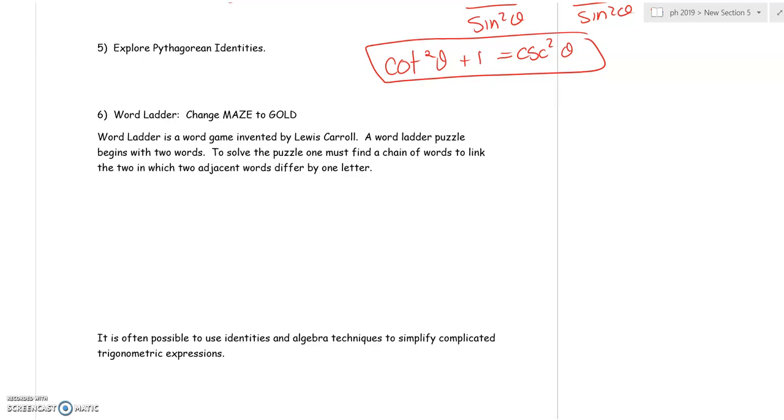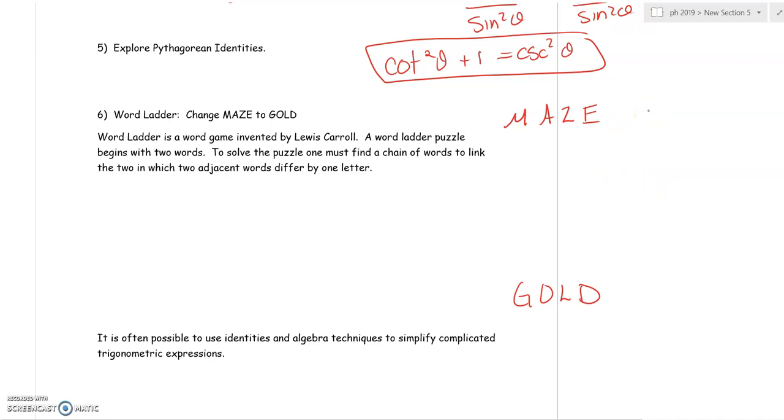A word ladder puzzle begins with 2 words, and to solve the puzzle, you must find a chain of words to link the two in which 2 adjacent words differ by 1 letter. So we are going to change maize to gold, and the whole idea is to do this in as few steps as possible. And again, with each subsequent step, you can only change 1 letter. So go ahead and pause the video and give it a try.